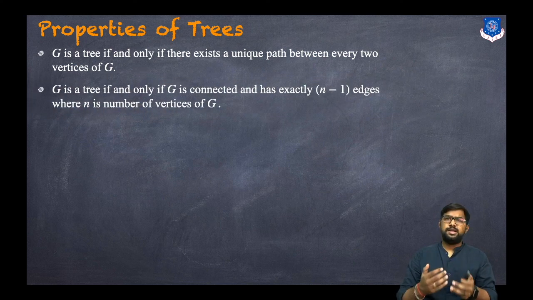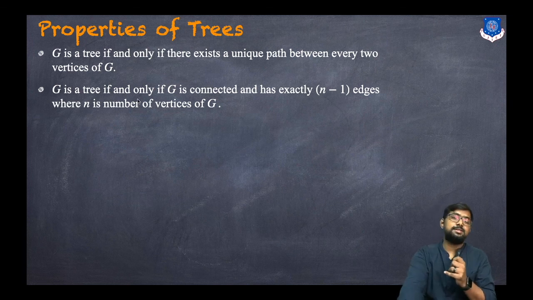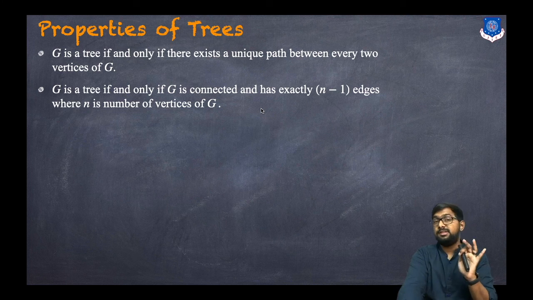Fine. The second property: G is a tree if and only if G is connected and has exactly n-1 edges, where n is the number of vertices of G. So if a graph is connected and has exactly n-1 edges. Suppose we have a graph having 3 vertices, and the number of edges is n-1, that means 2. So it is a tree.